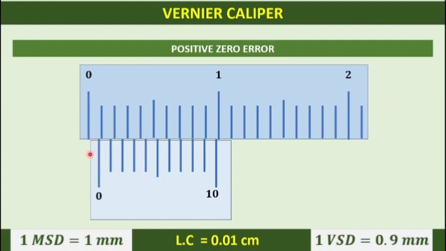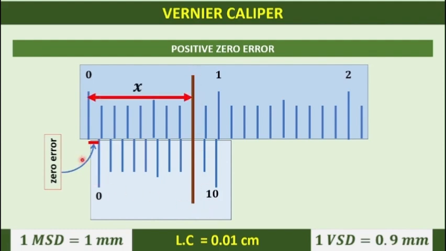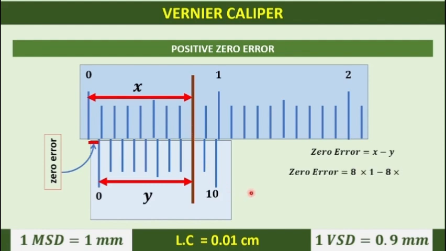This gap between the 0 of the main scale and the 0 of the vernier scale is the positive error, and we have to find this gap. The gap is the zero error. Now here the 8th line of the vernier coincides with the main scale, and this gap will be equal to x minus y. What is x? X is how many divisions in the main scale? 1, 2, 3, 4, 5, 6, 7, 8. So x is 8 multiplied by 1 mm. What is y?